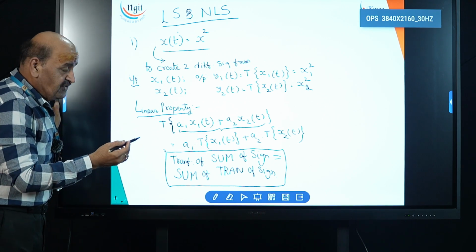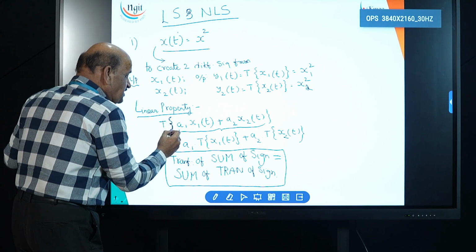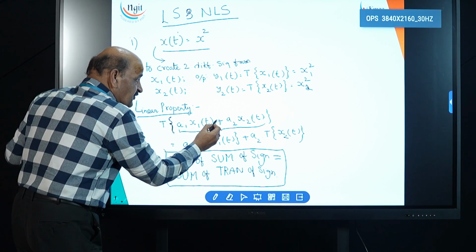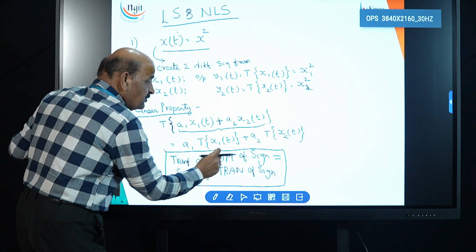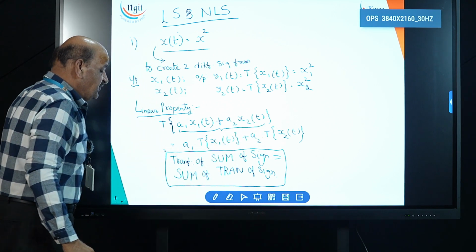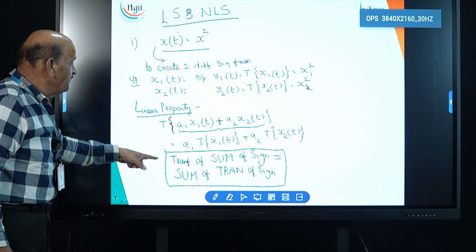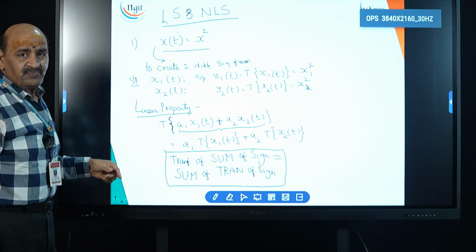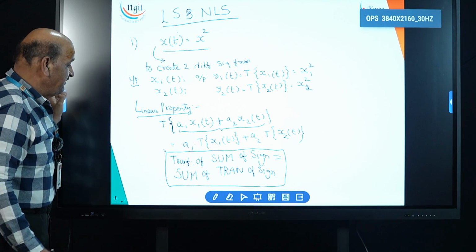Entire thing is a single signal. Now, transformation of sum of signals is equal to sum of transformation of individual signals. This is the correct point of linear property. Linear property. So now here again I will explain.